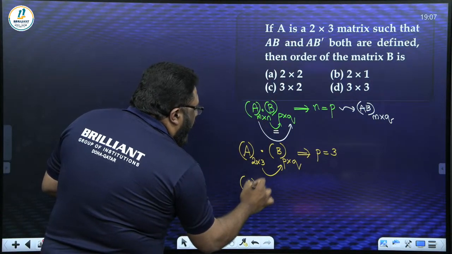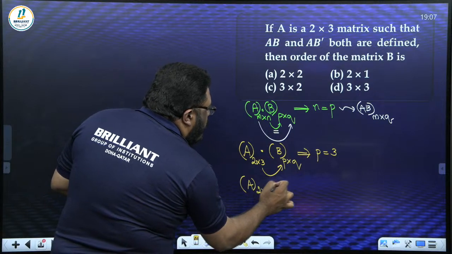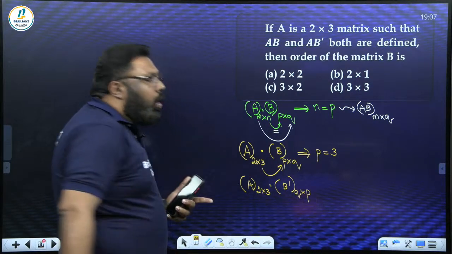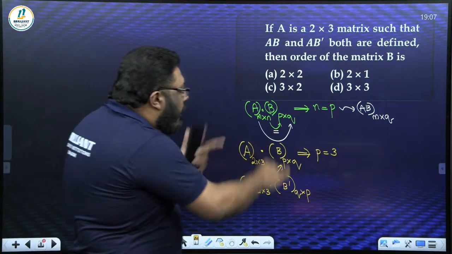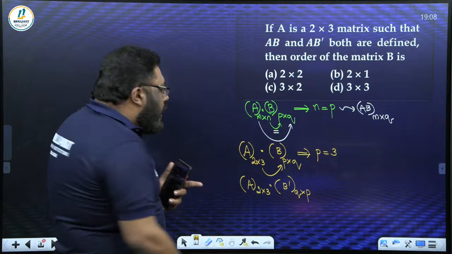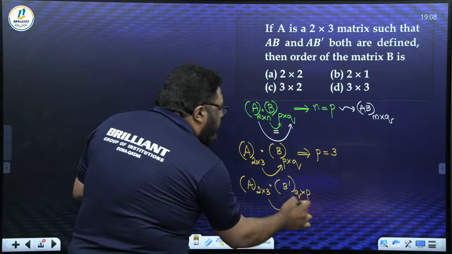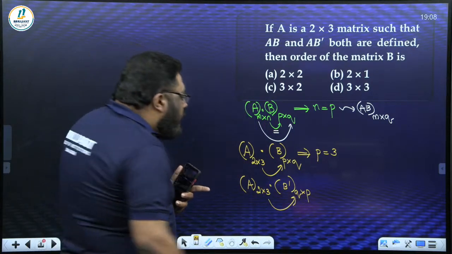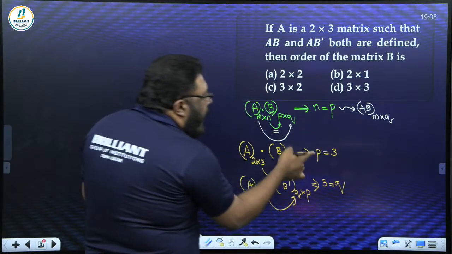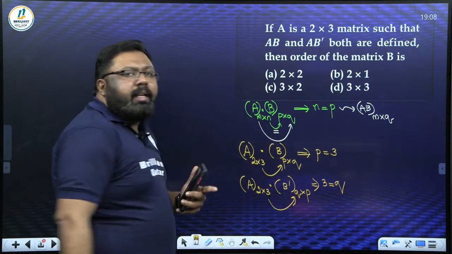Now A and its transpose B dash. What will be the order of B dash? B dash will reverse row and column, right? So p by q became q by p. Now the necessary condition for this to be defined is that 3 will be equal to q. So I got p as 3, q also as 3.